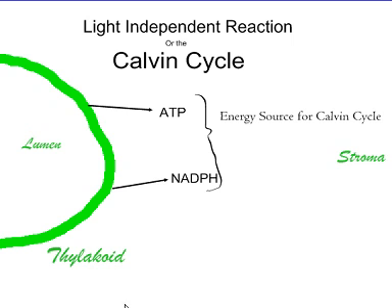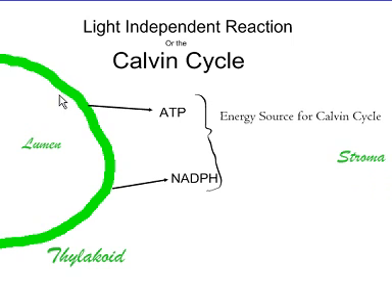I'm going to move some of this stuff out of the way, and I'm going to start showing you what really happens. Everything that happens here happens out here in the stroma. So the Calvin cycle happens in the stroma. The light-dependent reaction happens in the thylakoid membrane and the lumen, but the Calvin cycle happens in the stroma. Calvin cycle, stroma. Light-dependent reaction, thylakoid.